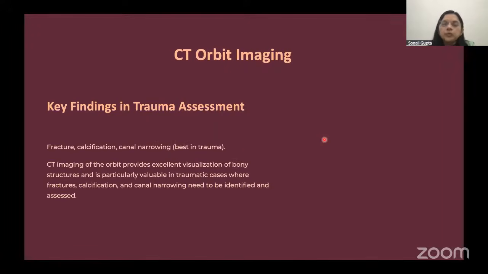So in case of traumatic optic neuropathy, the investigation of choice is a CT orbit, because we need to see whether any bone piece is impinging, which can be a reversible cause, or any other fracture, calcification, or canal narrowing.